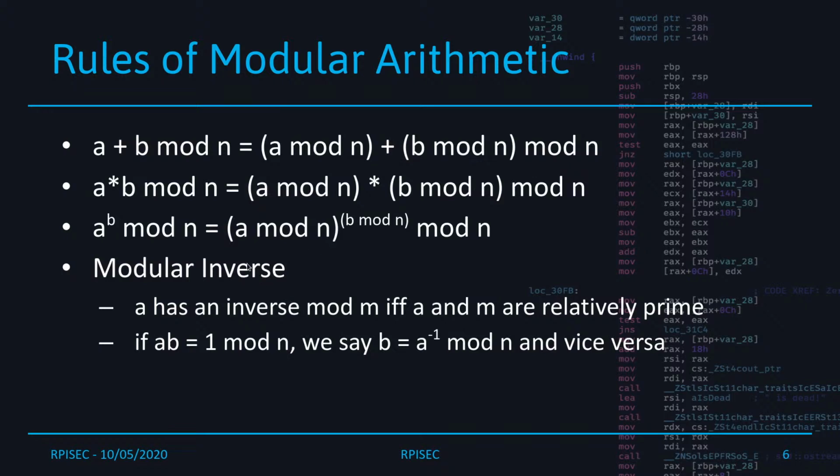Like I said earlier, a modular inverse for a number a modulo some m exists if and only if a and m are relatively prime. Otherwise, there actually is no such number. So we denote the number b as a to the power -1, or just a inverse, and vice versa. a is equivalent to b inverse.